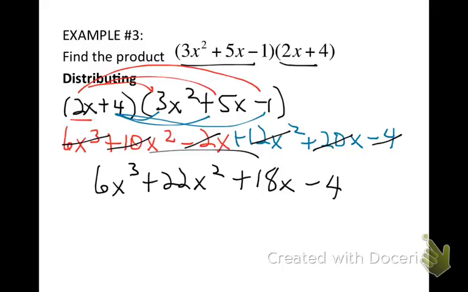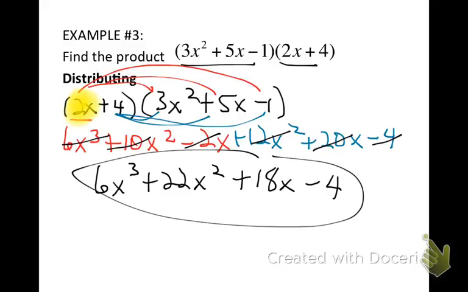minus 4. So in this method, all you do is you just start with one term and you multiply that term by everything that's in that second expression. Then move to your second term and do the same. Then combine all of your like terms and you're finished.